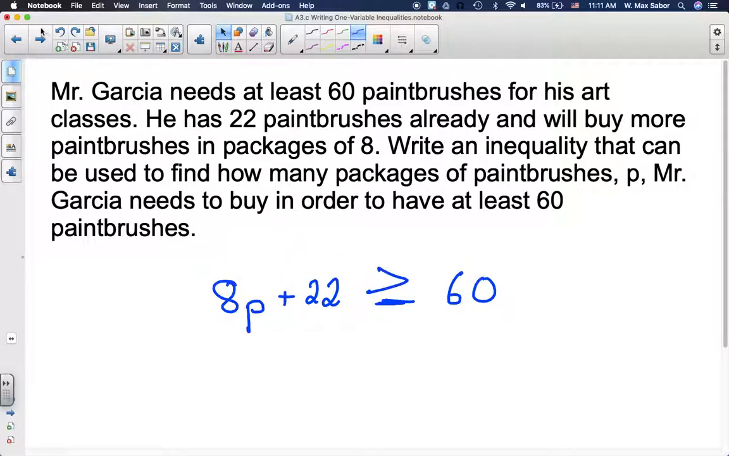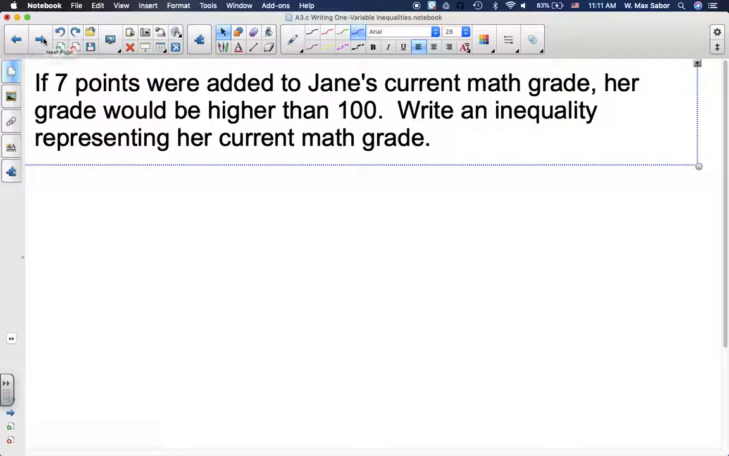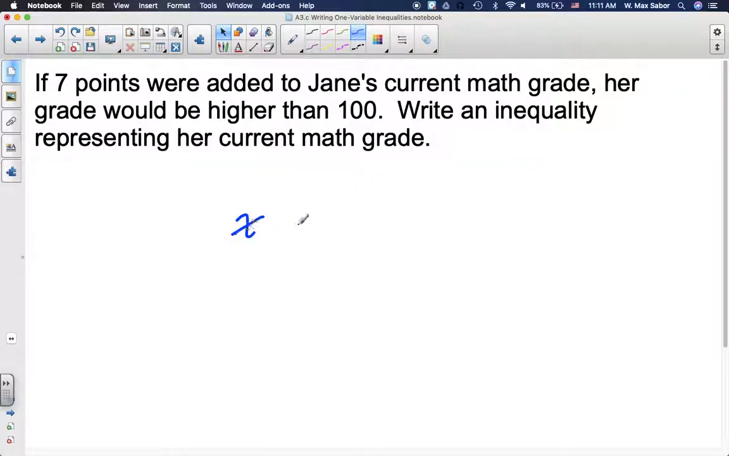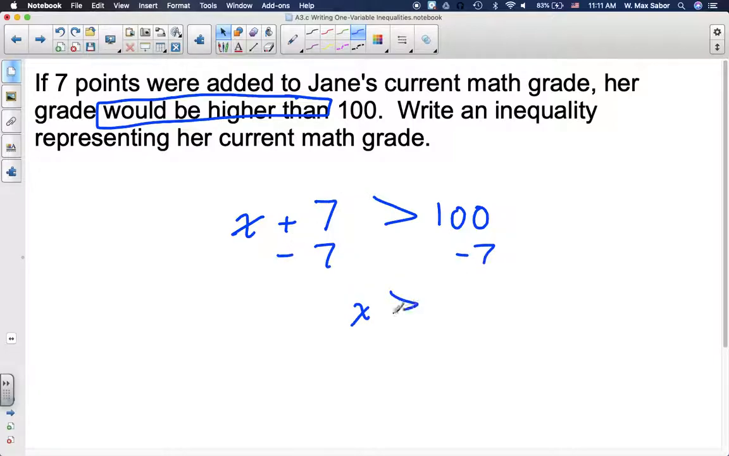So that's our inequality. If 7 points were added to Jane's current math grade, her grade would be higher than 100. Write an inequality representing her current math grade. Her current math grade plus 7 would be higher than, that means greater than, 100. That's the inequality representing her current math grade. If you wanted to, you could solve this and say x is going to be greater than 93. Thank you.